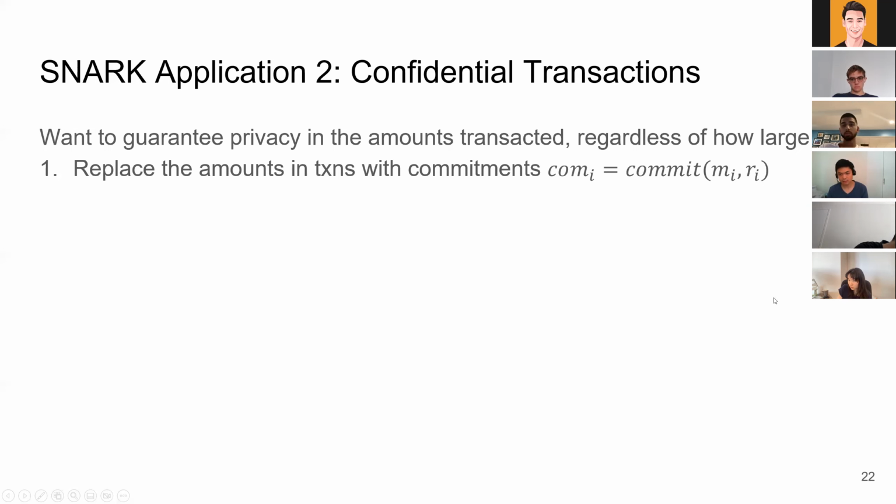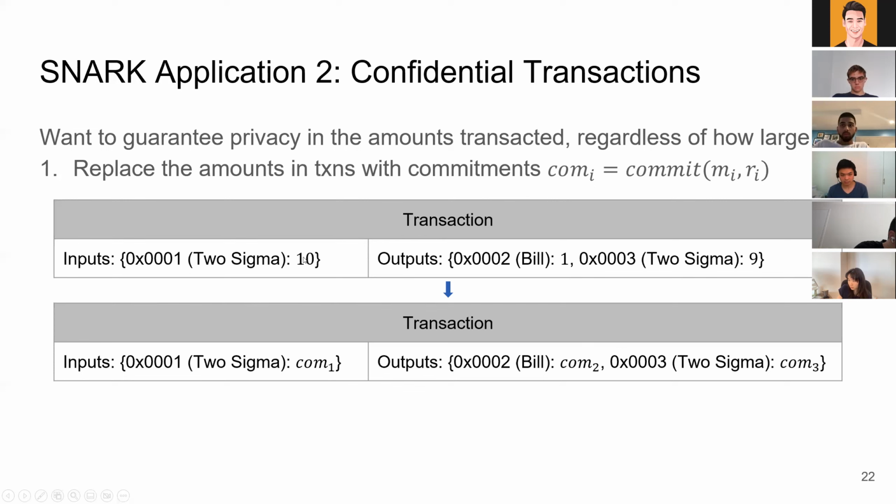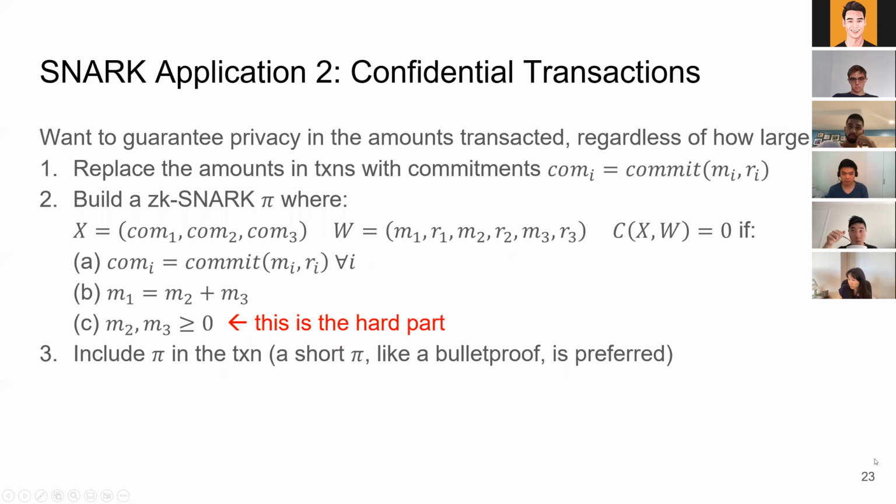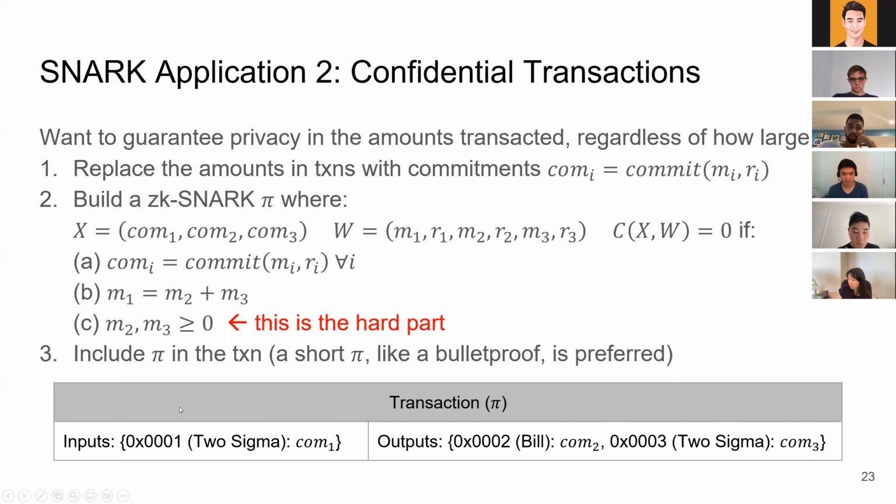So these are cryptographic commitments, strings, such that a transaction that before had numbers like 10 and 1 and 9 in it would now have commitment 1, commitment 2, and commitment 3 in it. So a third party viewing this transaction would have no idea what number came from 2 sigma, what number is coming to me, what number is going back to 2 sigma. And we use the zero knowledge proof to help the miners check that this transaction is valid without being able to see the numbers for themselves.